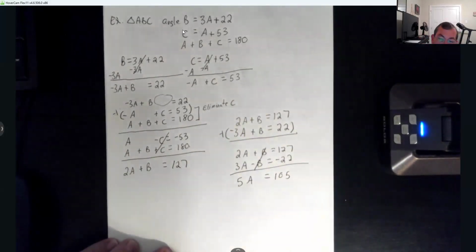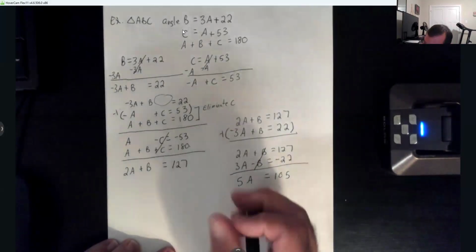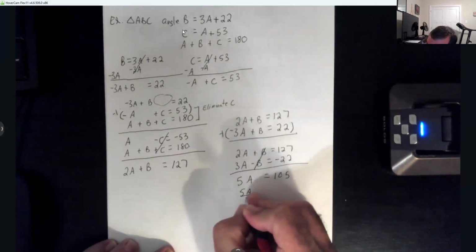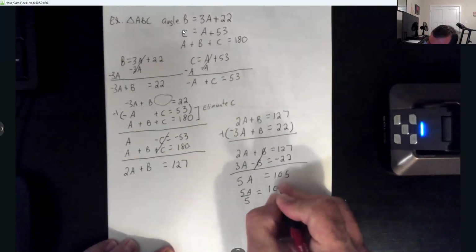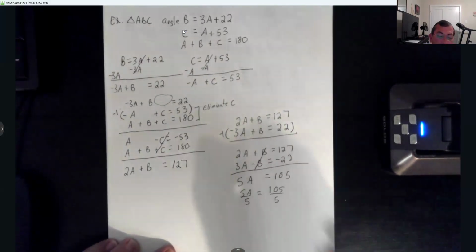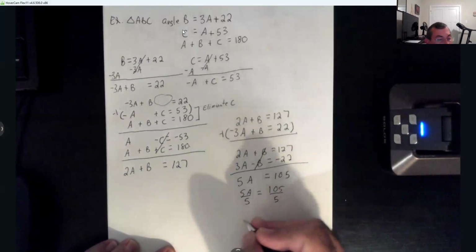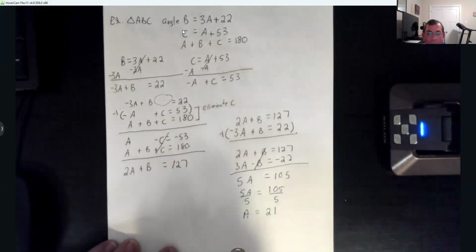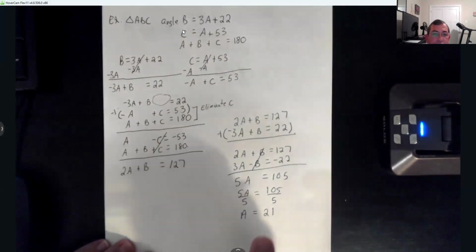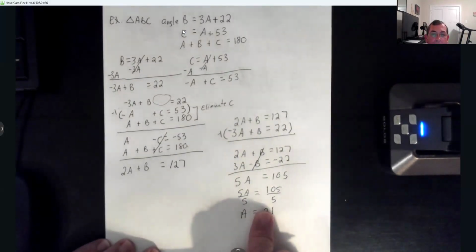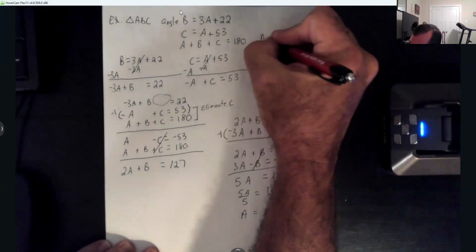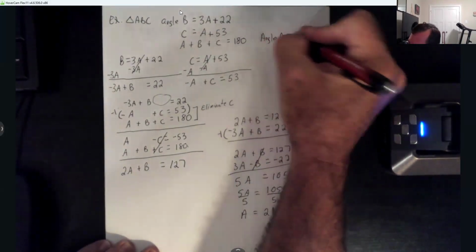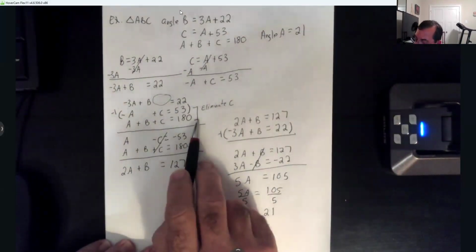All right, so Ari, do this for me. To solve for a, we're going to divide both sides by 5. So take that 105 and divide by 5. And we get, good job, 21. So y'all, angle A is 21. So angle A equals 21.